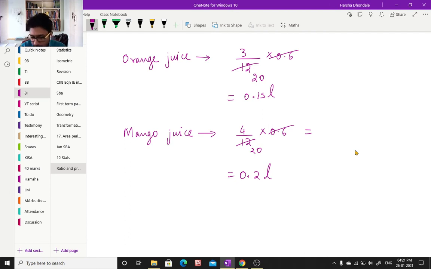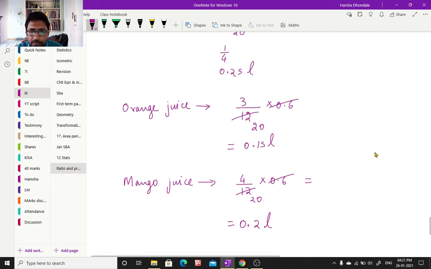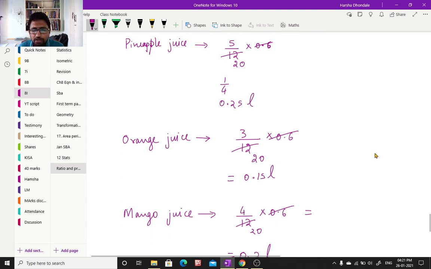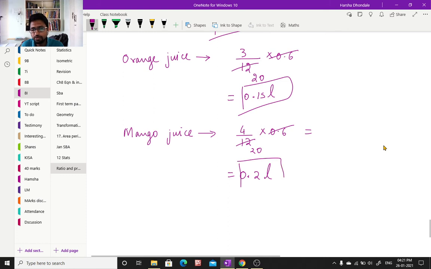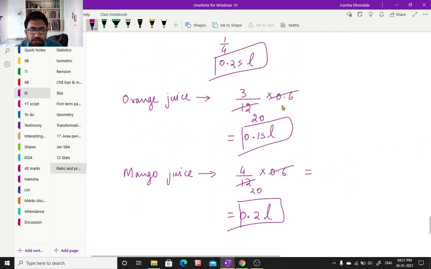Just in case you suspect that maybe your answer is not right, you can verify like this. When you add 0.25, 0.15 and 0.2, you can use your calculator and do a quick verification. You should get 0.6 liters. Yeah, it must be like that. You can't go wrong in such a simple calculation. But anyways, we'll just check. 0.25 plus 0.15 is how much? 0.4. 0.4 plus 0.2 is how much? 0.6 liters. We got it. Yes, we are right.